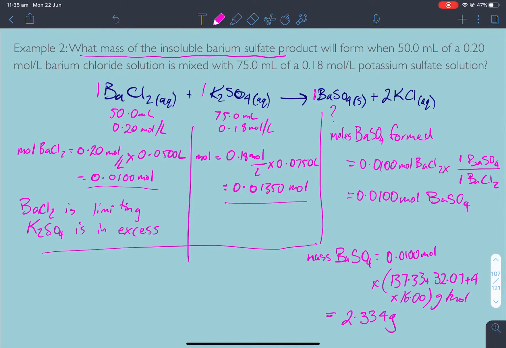Okay, significant figures. 3 in the 50, 2 in the 0.20 moles per litre, 3 in the 75.0, and 2 in the 0.18. So we need to report that to 2. The 2 and the first 3. The third one is a 3, so it just sticks. So the second one stays the same. So 2.3 grams to 2 sig figs. Squished down there in the right-hand side.